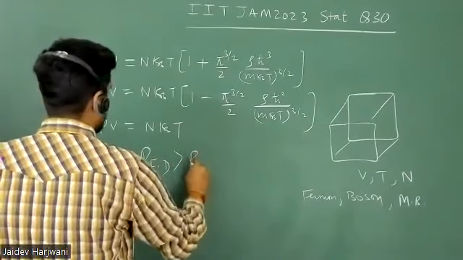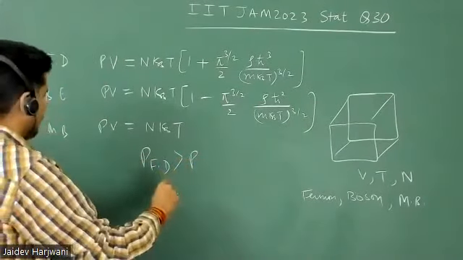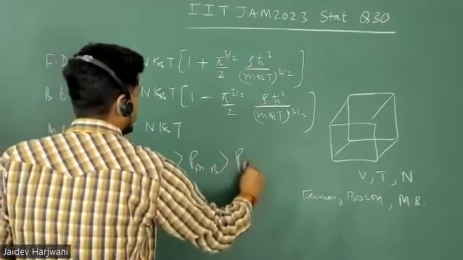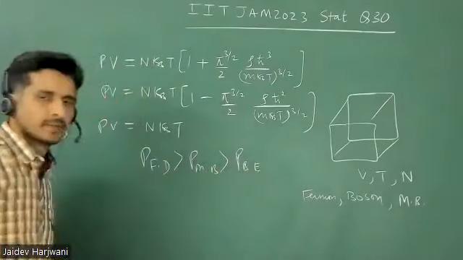Then we have P Maxwell-Boltzmann, and then we have P Bose-Einstein. So this will be the sequence of the pressure.